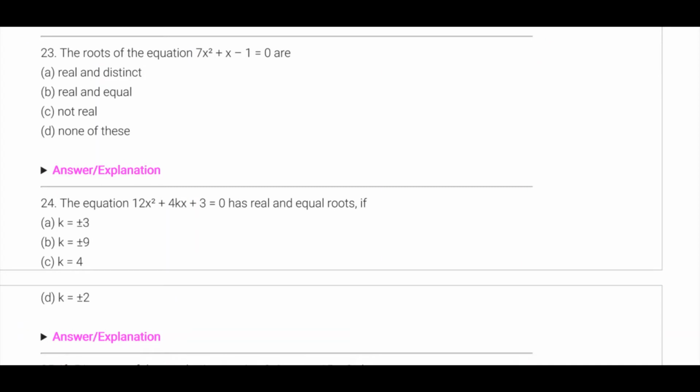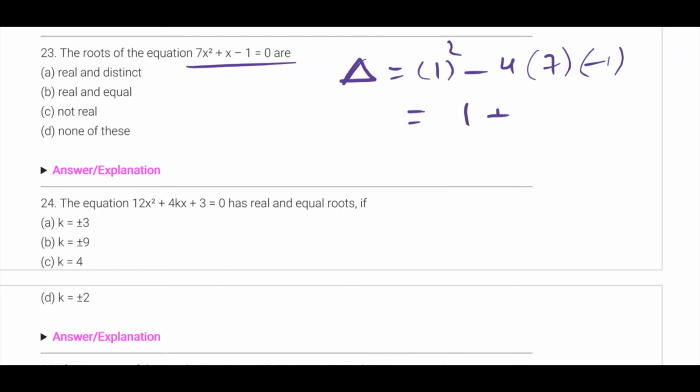Next is 23. The roots of the equation 7x square plus x minus 1 equals to 0 are. So find the discriminant, which equals 1 square minus 4 into a, which is 7, and c is minus 1. That equals to 1 plus 28. So this is positive. So when the discriminant is positive, the roots are real and distinct.